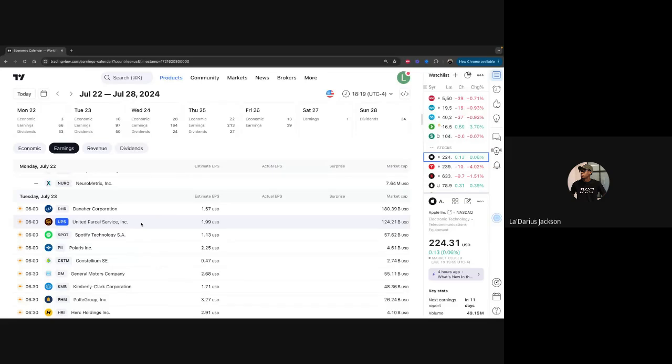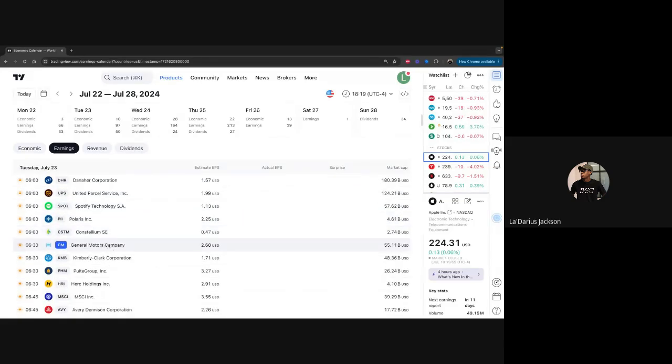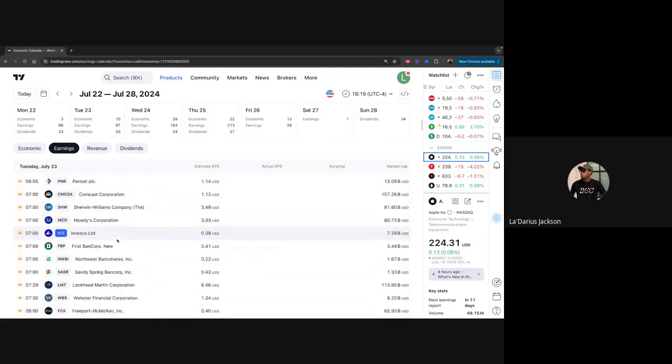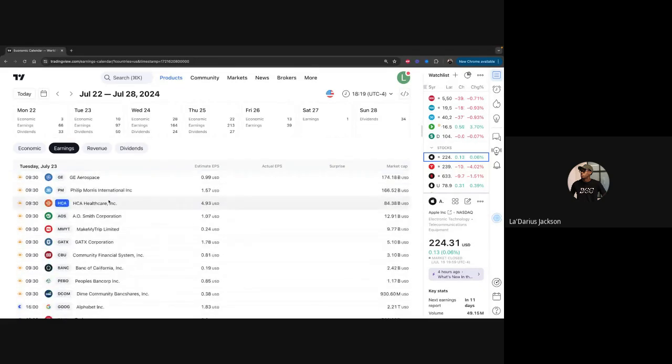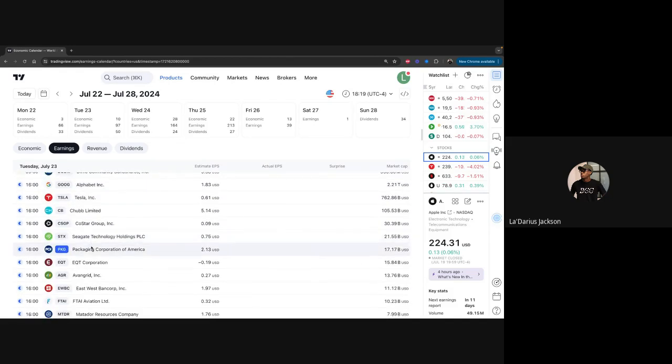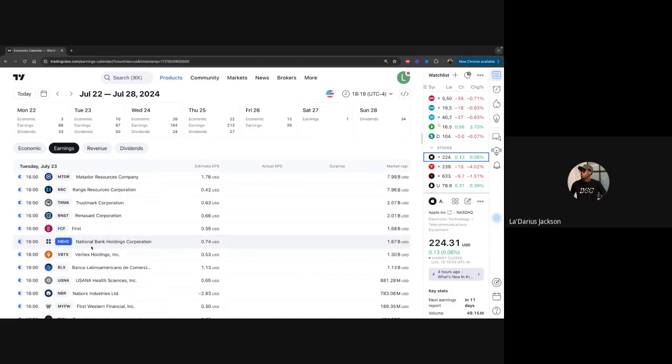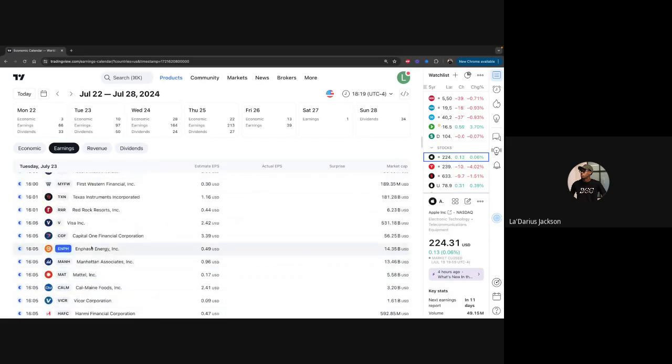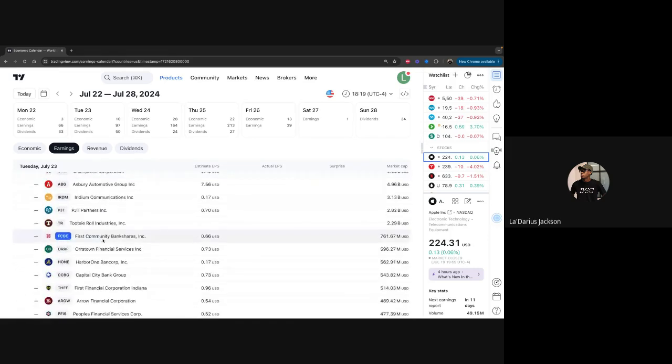Tuesday, we have UPS, Spotify, just to name a few. We have GM. So this week is going to be extremely heavy. You can see all of these companies are having earnings. So you got Google right here; they're having earnings on Tuesday. We got Tesla. So if you're trading any of those stocks, just be careful. We got Capital One. Capital One is actually one that I've been watching, and we'll be looking at its chart later on. In-phase energy. So it's a lot of stocks this week that have earnings.